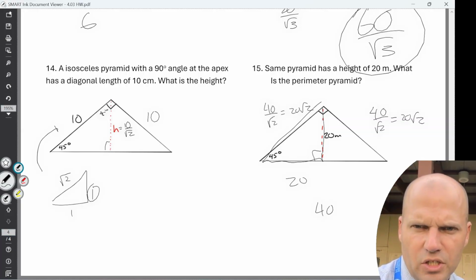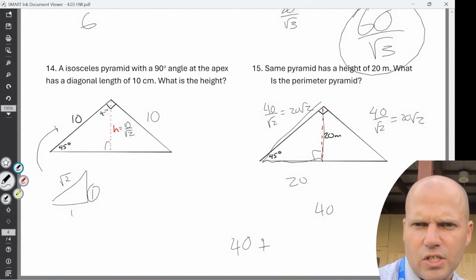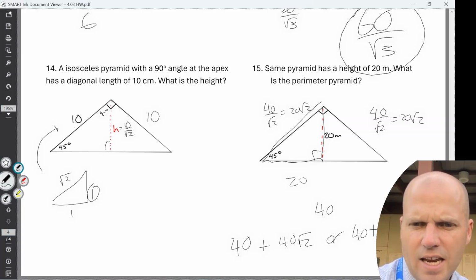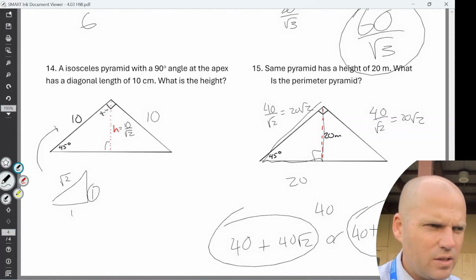But the perimeter would be just like the sum of these three values. You could say it's 40 plus 20 root 2s plus 20 root 2s is 40 root 2s. Or you could say it's 40 plus 80 over root 2s. If you compare these two values, you get the same answer, okay?